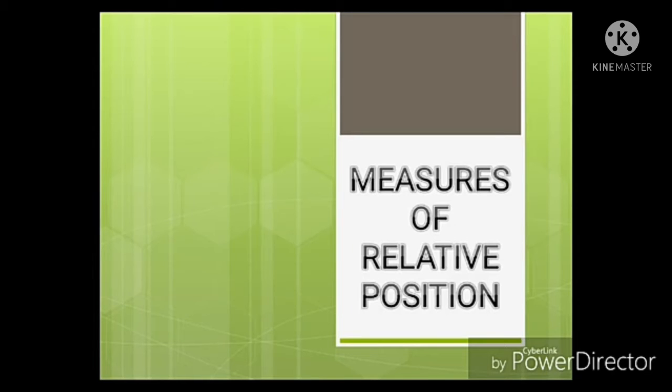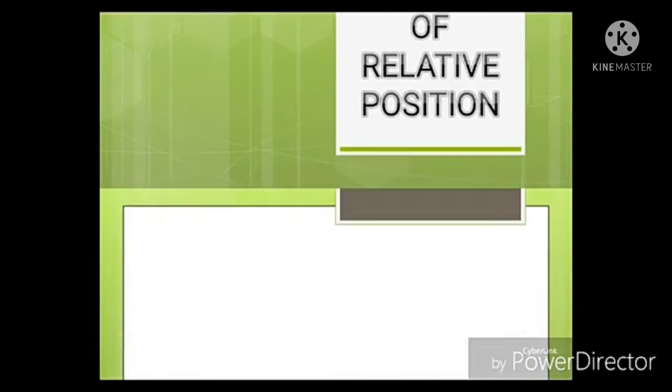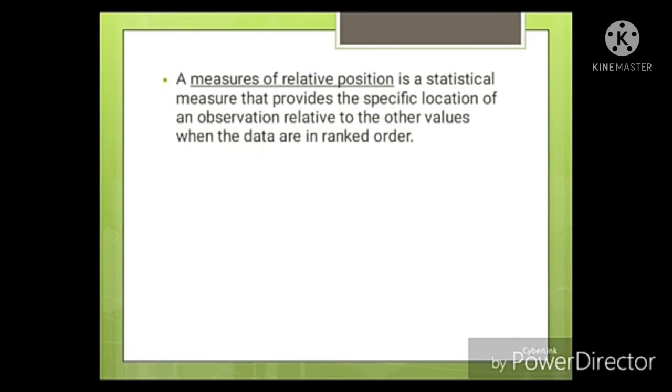I will be discussing the measures of relative position. A measure of relative position is a statistical measure that provides the specific location of an observation relative to the other values when the data are in ranked order.